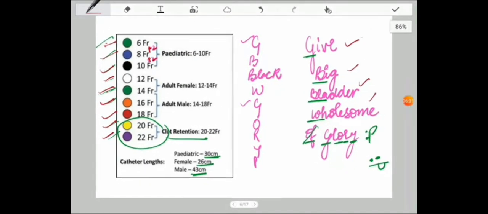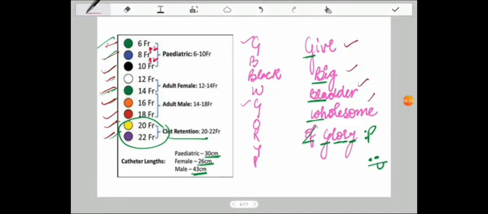Fine. So this is the trick: give big bladder wholesome of glory. So G would stand for green, then B for blue. Now there's a good part in this trick which I like. In bladder there is a BLA, so there's no confusion that after G, B, B it's black or blue, to differentiate between blue and black. Black also starts with BLA and bladder also starts with BLA. So it's easy for me to remember that it is black, not blue.